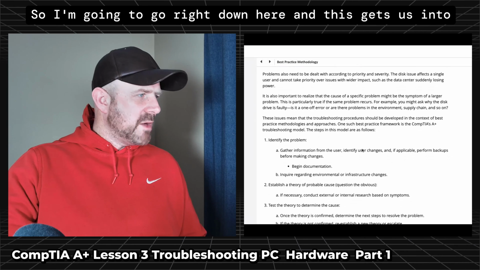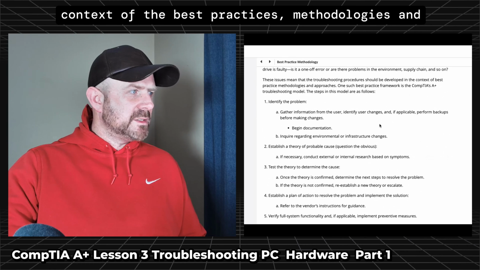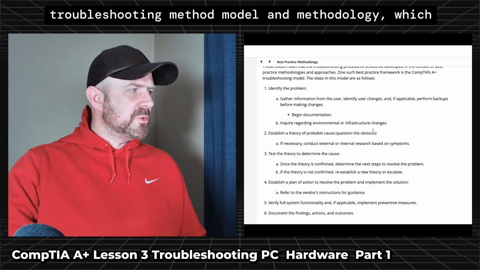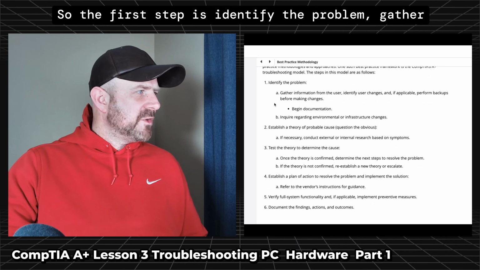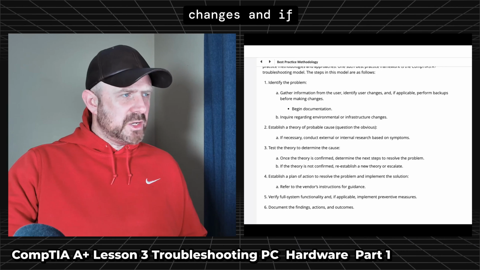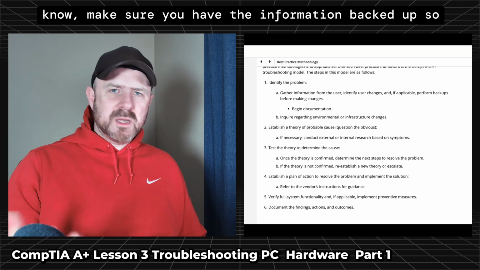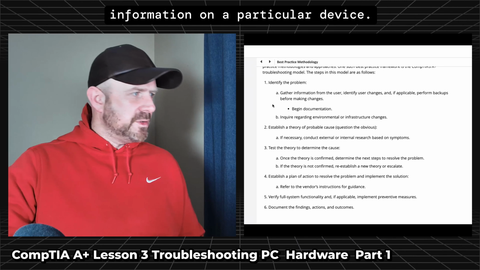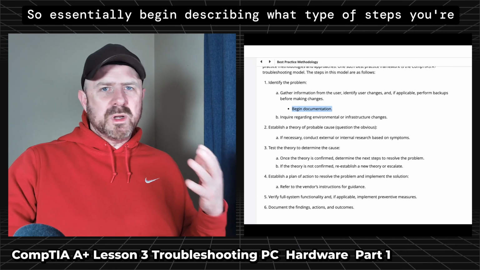So I'm going to go right down here, and this gets us into the troubleshooting procedures that are developed in the context of the best practices, methodologies, and approaches. This is a big part of the CompTIA framework of the troubleshooting model and methodology, which you'll see referenced as a model and also as a methodology. The first step is identify the problem: gather information from the user, identify user changes, and if applicable, perform backups before making changes. So make sure you have the information backed up so that if you make any changes, you don't lose potential information on a particular device. Begin documentation. Essentially, begin describing what type of steps you're taking.